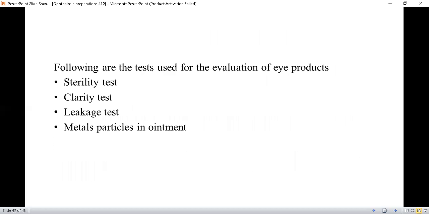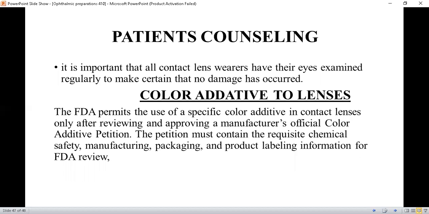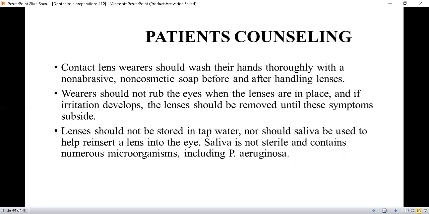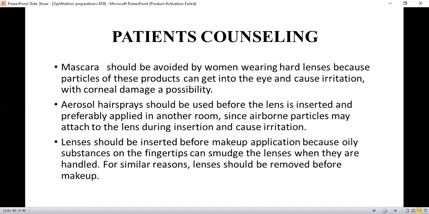So students, this was all about the ophthalmic preparations. Inshallah, in the next class we are going to discuss otic and nasal preparations, and by otic and nasal preparations we will complete our course of 410 second year dosage form science.